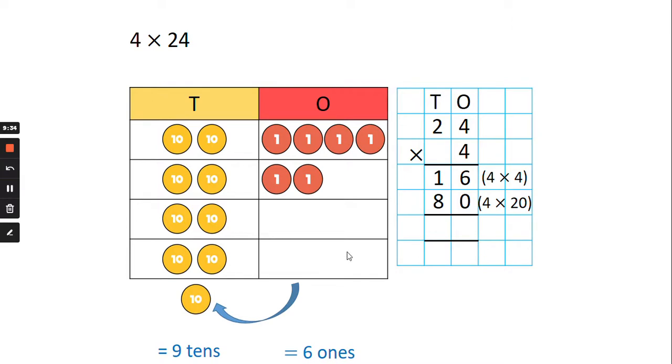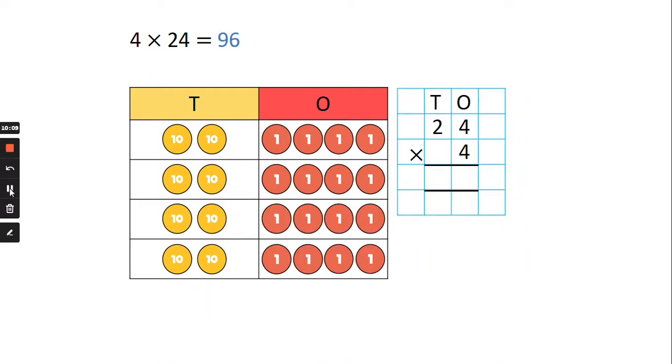That leaves us with 6 ones in our ones counter, in our ones column, and 9 counters in our tens column. Exactly the same as if we had added our totals here, 6 in the ones and 9 in our tens. That shows us that 4 times 24 equals 96.